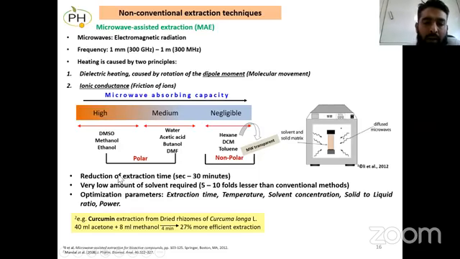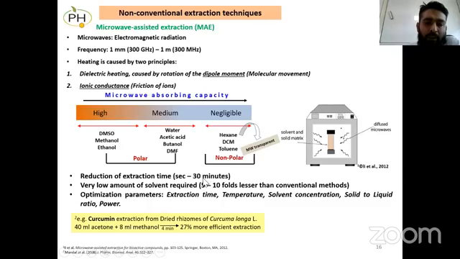So this is one of the drawbacks of this method. Whatever compound you target, it must be polar, or you go for other techniques for non-polar compounds. So the major advantage is reduction of extraction time.